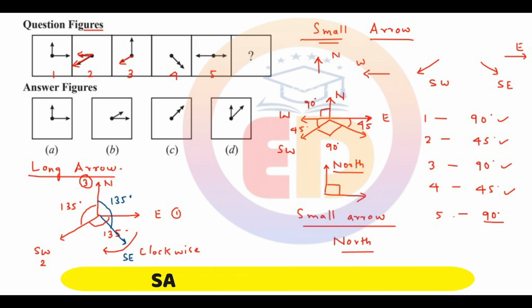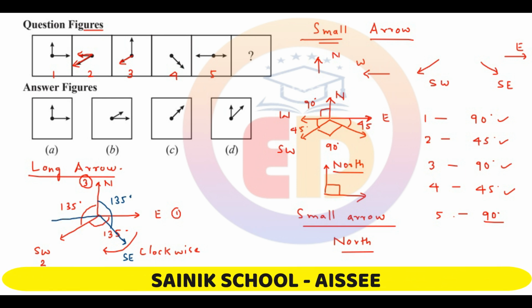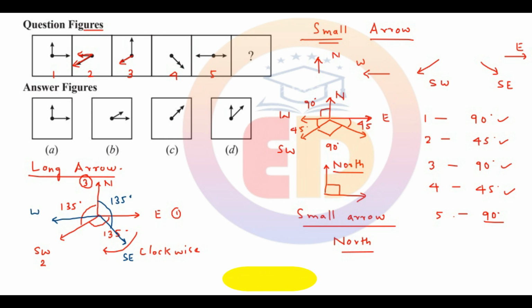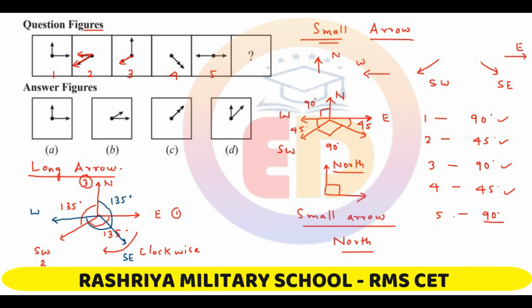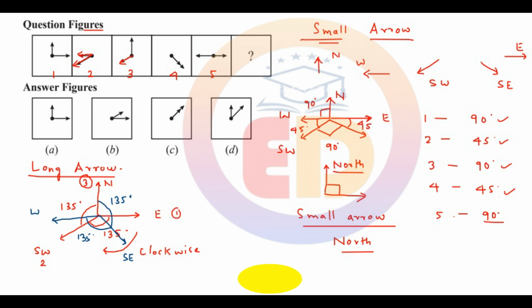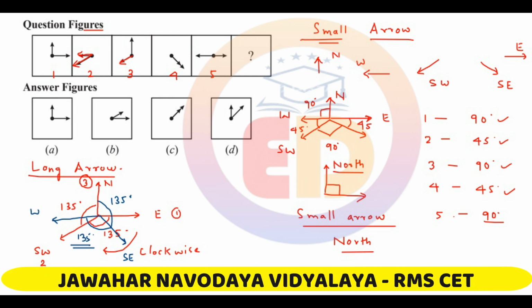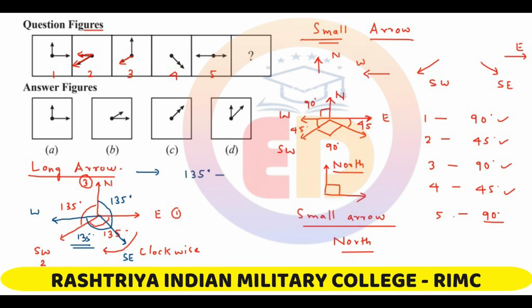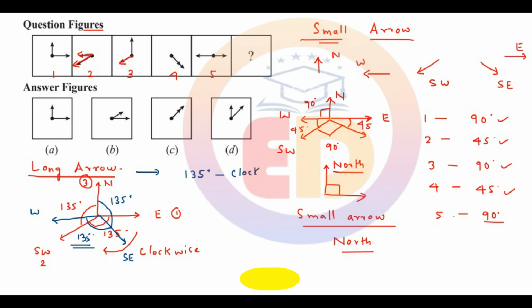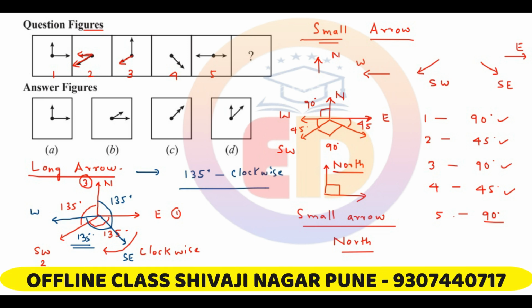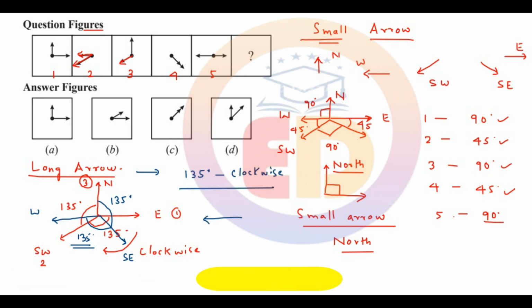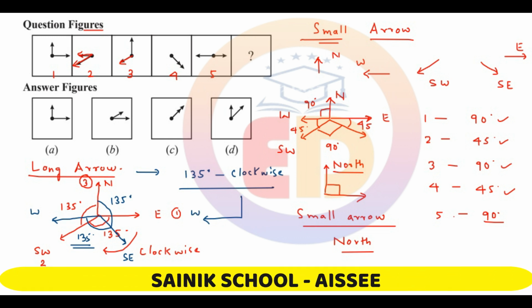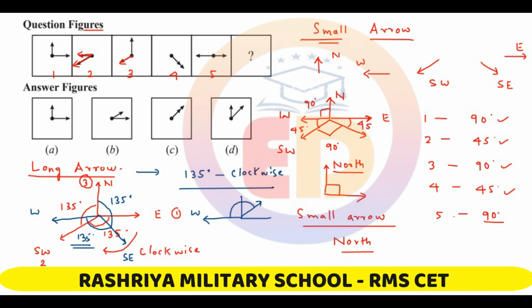And from southeast, in the fifth shape, it is facing the west direction. From southeast to west, it is again 135 degree movement. So I see that my long arrow is moving 135 degree clockwise. Right now it is facing the west direction, and from west, if I have to rotate it clockwise 135 degree, it will come to northeast.